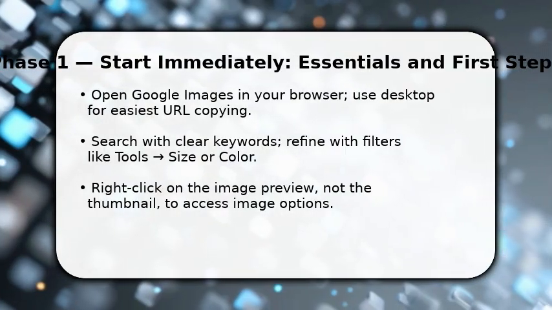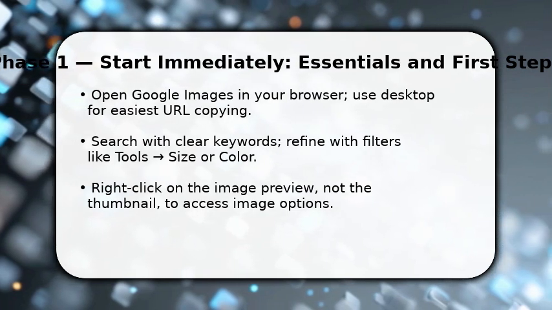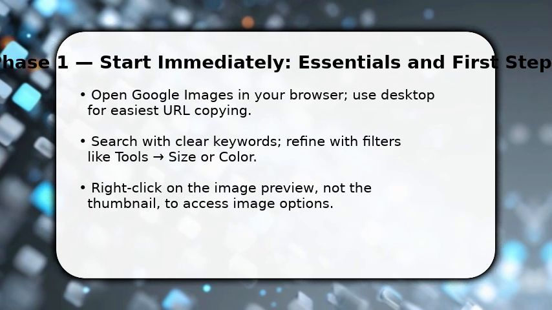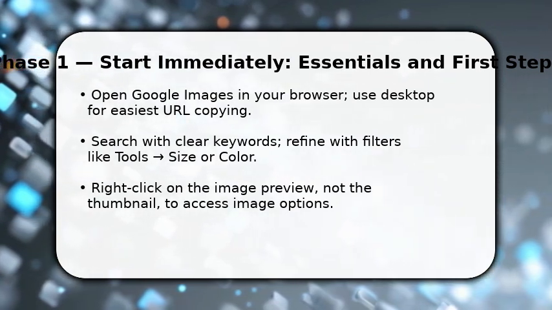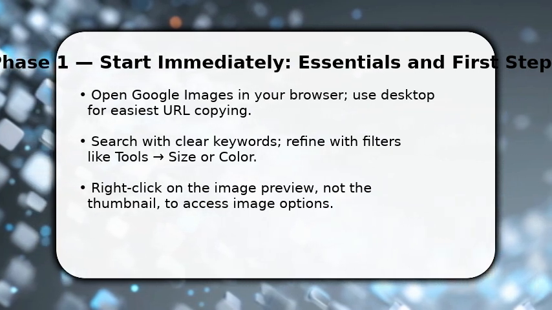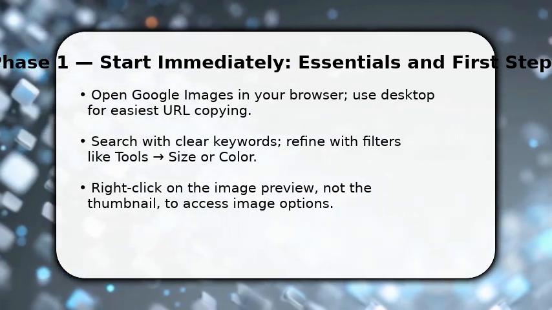You begin by locating the exact image you need. Use Google Images in a desktop browser because you get full context menus. This makes copying a URL reliable. Type precise search terms, then apply tools filters for size or color so you don't pick a low-res photo.